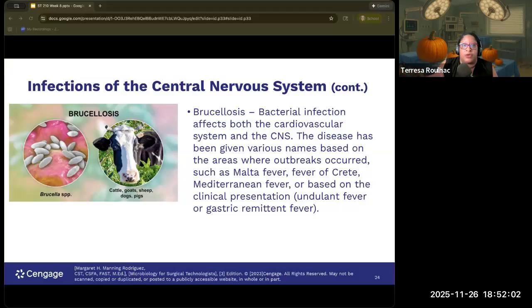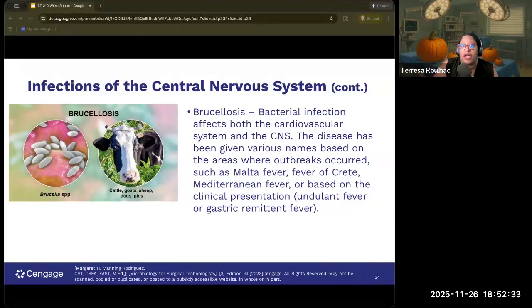Because the fever comes and goes, it's an undulant fever. But there's gastric remittent fever as well when the stomach symptoms are actually present. Now, with acute brucellosis, we're talking about flu-like symptoms, fever, fatigue, and muscle aches. There's weight loss, abdominal, joint, and back pain, but it usually goes away with antibiotics. Chronic brucellosis can look like tuberculosis, so there are recurrent symptoms over months or years.